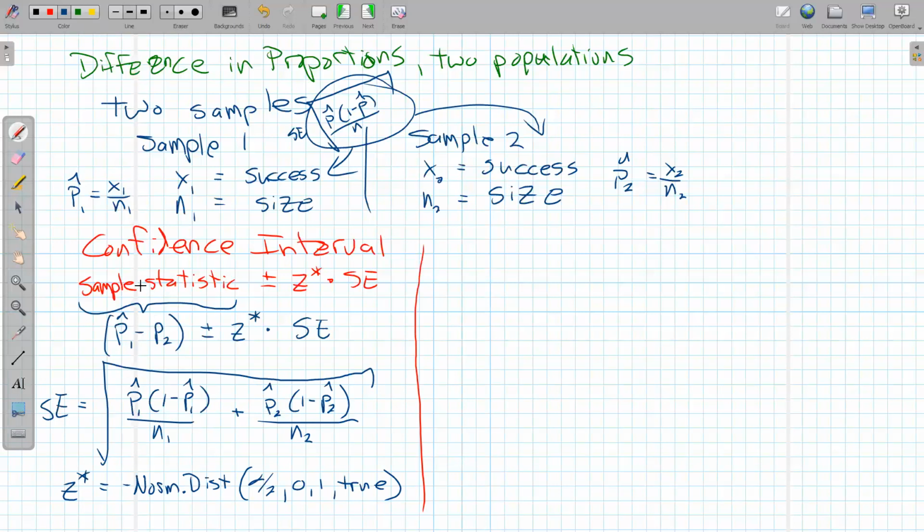The formula I need here is, again, kind of similar to before, right? We've got to find a sample statistic. That's the difference in the two proportions. Otherwise, our margin of error here is the same as before, z-score times standard error. And the standard error here is a bit wicked, but it's doable. Would I have you memorize this? Absolutely not. We'll look it up whenever we need it, or grab it out of the spreadsheet.